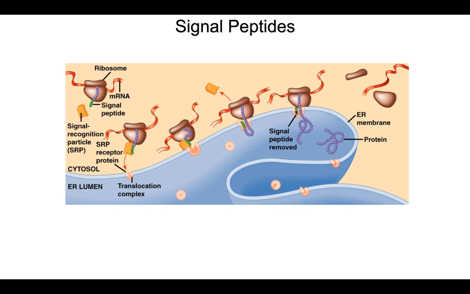The signal peptide is removed enzymatically, and the protein then is processed in the rough ER, and then will be packaged up in a transport vesicle, and so on and so forth. So it's these signal peptides that tell the cell, hey, hold up, stop translation, this thing needs to be made into the rough endoplasmic reticulum.